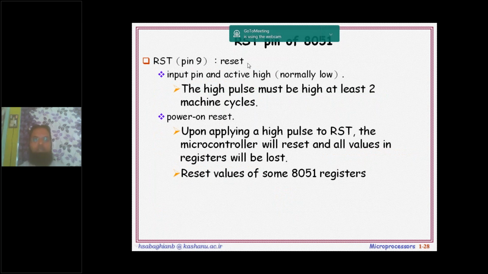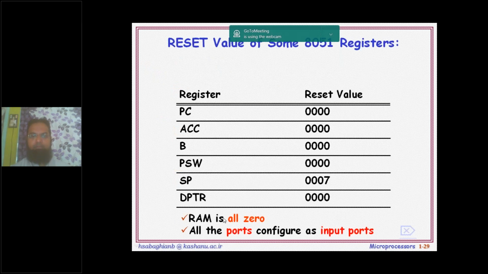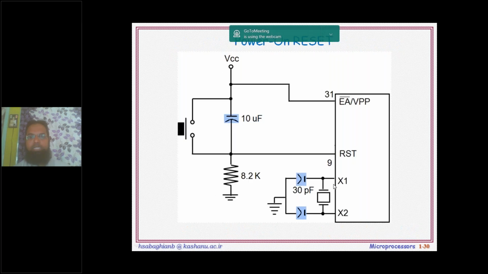So this is about RST. RST is an input; by applying an active high pulse of duration 2 machine cycles, the 8051 will be reset. So what will happen upon resetting 8051? When you reset the 8051 microcontroller, all the registers are cleared except the stack pointer. The stack pointer is initialized with 07, as I said in the previous slides. And all the ports by default act as input ports. So RAM is cleared, ports act as input ports, and all the registers are cleared except the stack pointer, which will be loaded with 07.